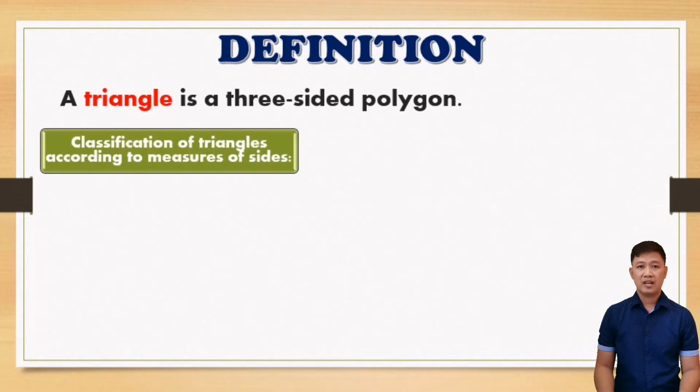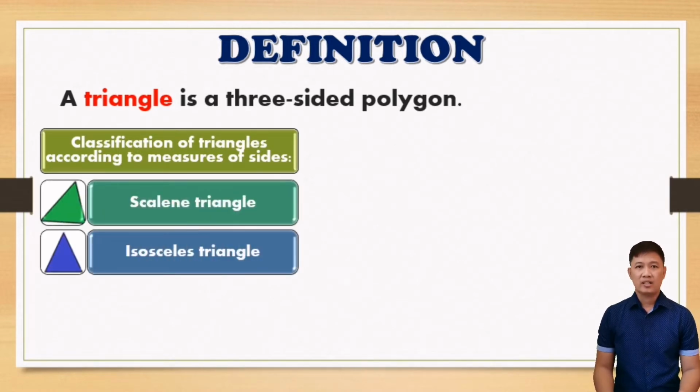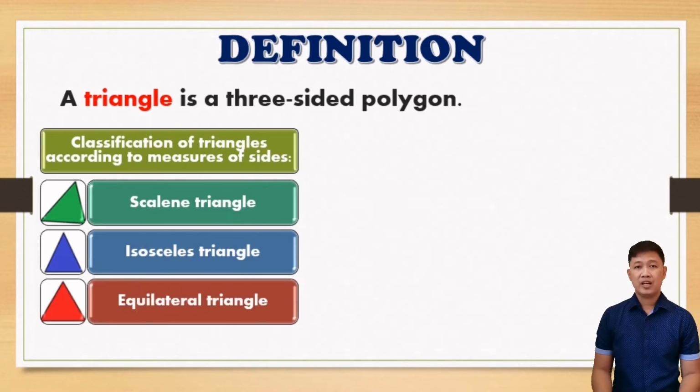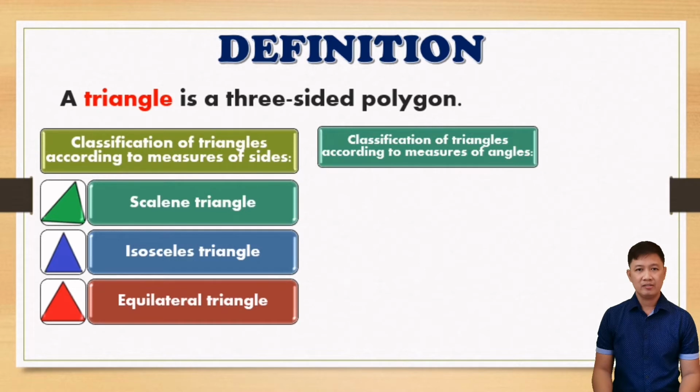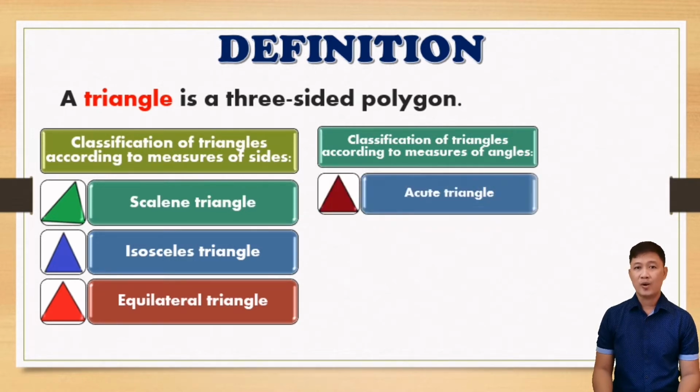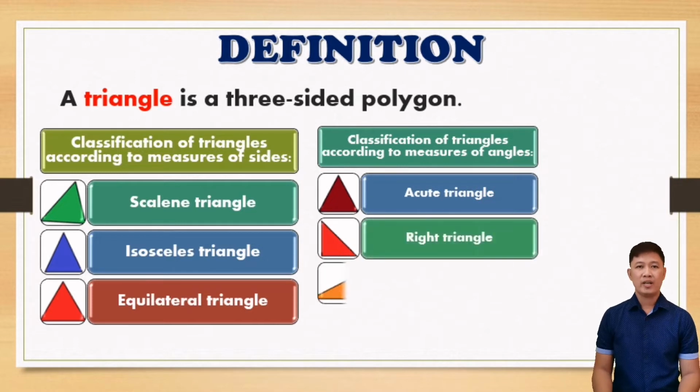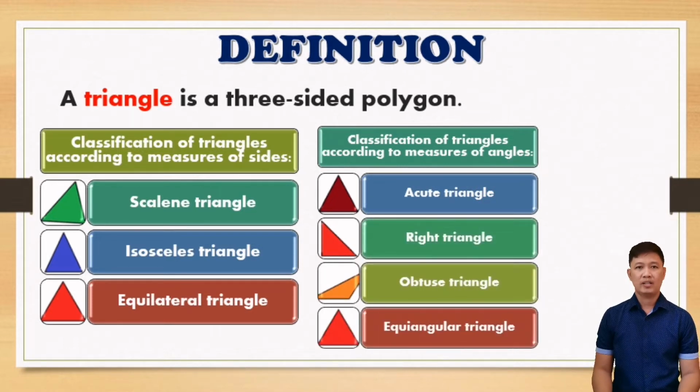There are three classifications of triangles according to the measures of their sides. We have scalene triangle, isosceles triangle, and equilateral triangle. There are four classifications of triangles according to the measures of their interior angles. We have acute triangle, right triangle, obtuse triangle, and equiangular triangle. Let's start with the classifications of triangles according to the measures of their sides.